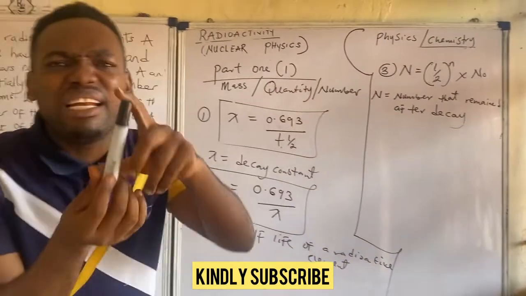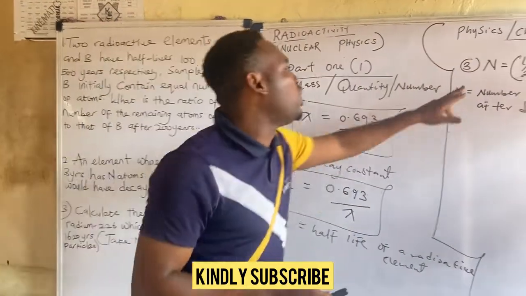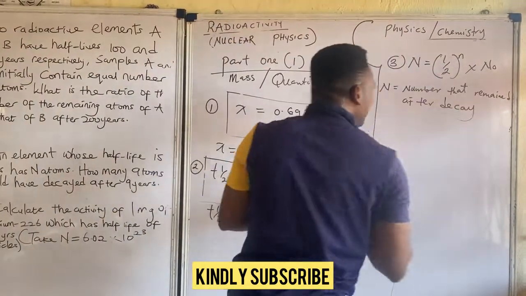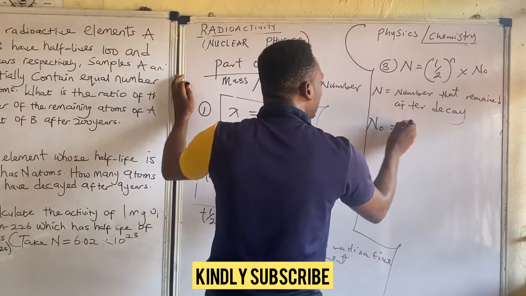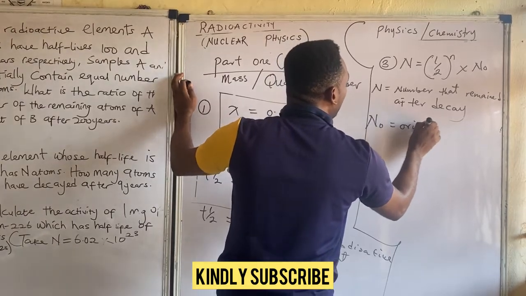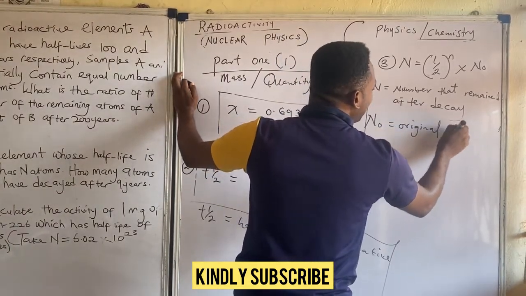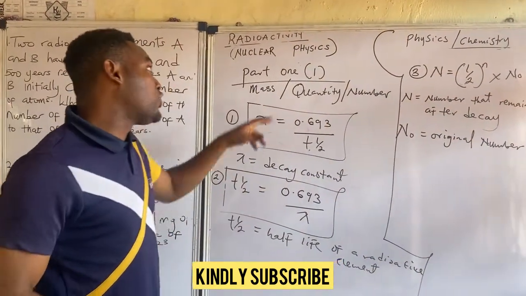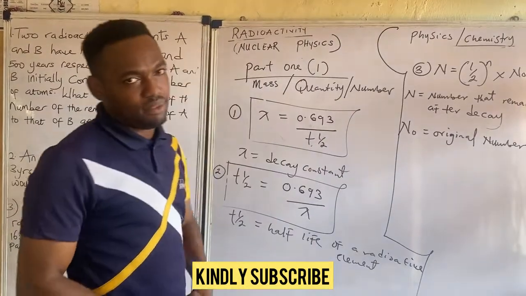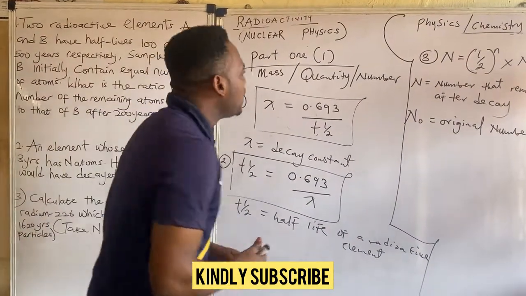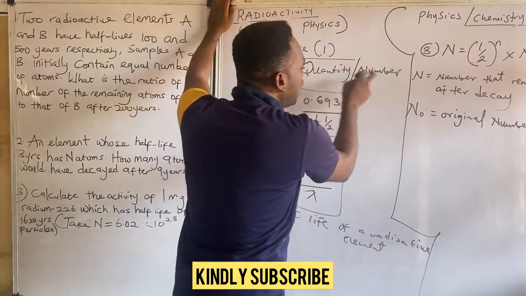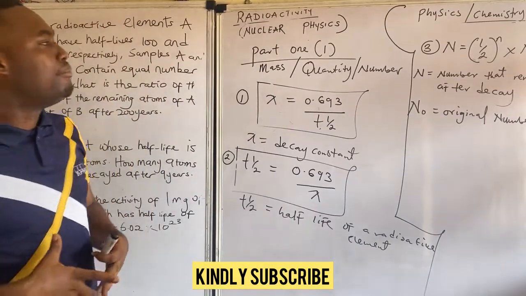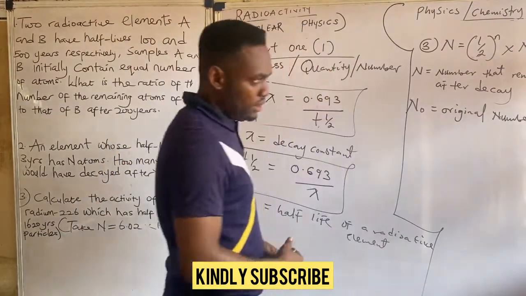Meaning that whatever that is remaining after this marker have decayed, that will be what we place here as our N when we are solving calculations. What about this N naught? This N naught here will stand for what now? Original. Original what? Original number. Can I also call it original mass? Yes. Can I also call it original quantity? Yes. Meaning that this can be called mass, quantity, or number, or some texts even call it the count rate. They call it the count rate.